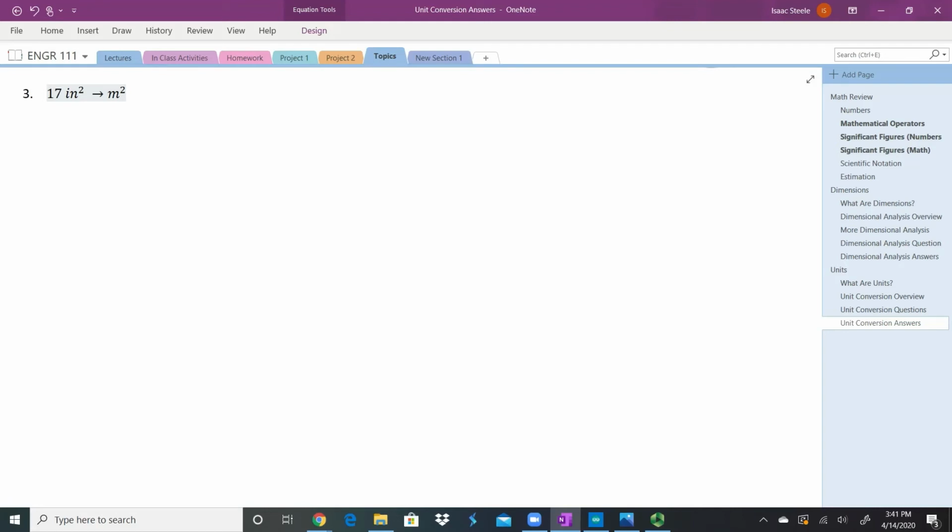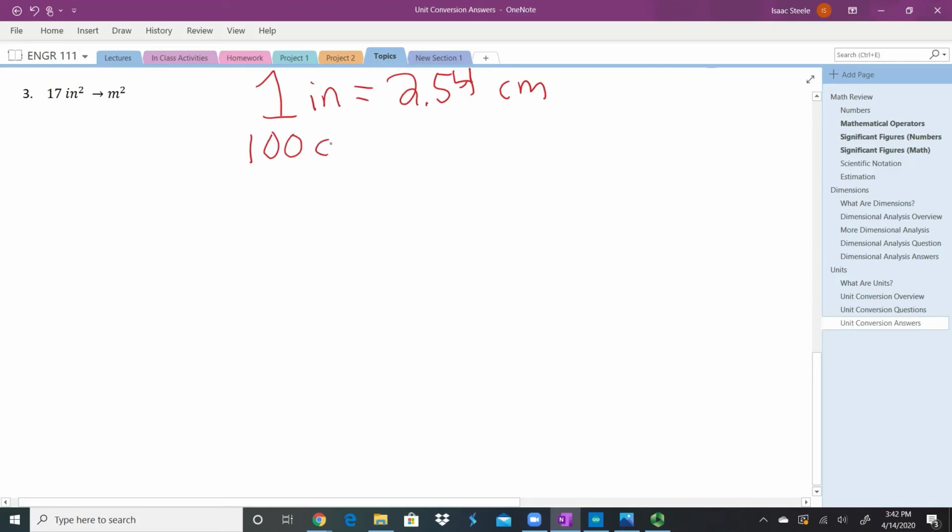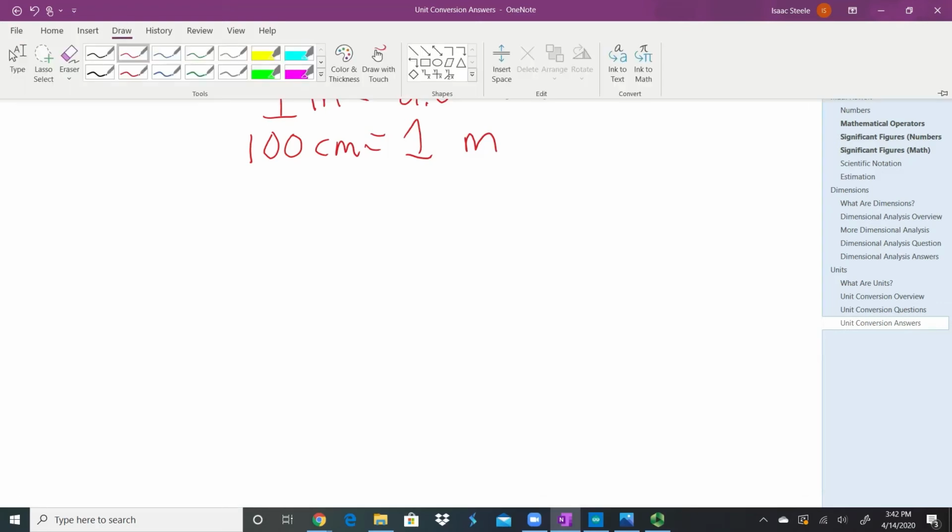So I went ahead and did that. I found that I have 1 inch equals 2.54 centimeters. This is a definition here, so it has an infinite number of significant figures. And then I have that 100 centimeters equals 1 meter. All right, so let's go ahead and work through this.